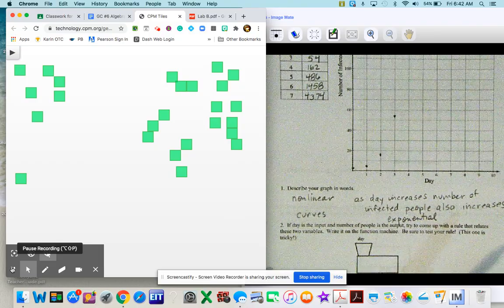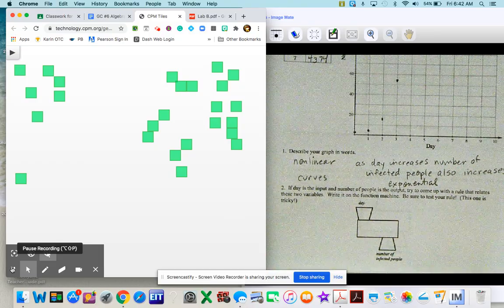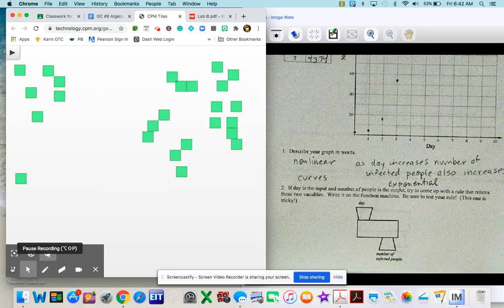Okay, this function machine is going to be pretty tough to come up with. So I'm just going to leave this as a blank one and see if you can get it. If you can't, no worries. We'll talk about it when we get back together.